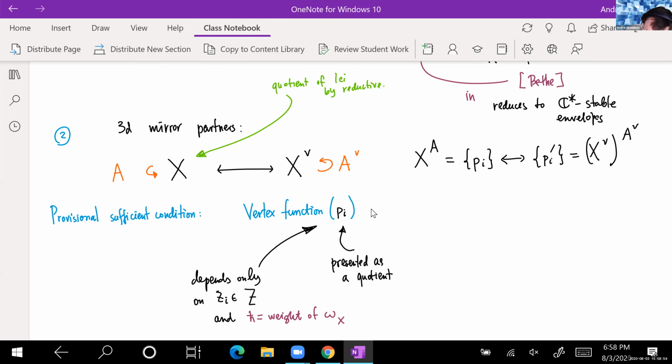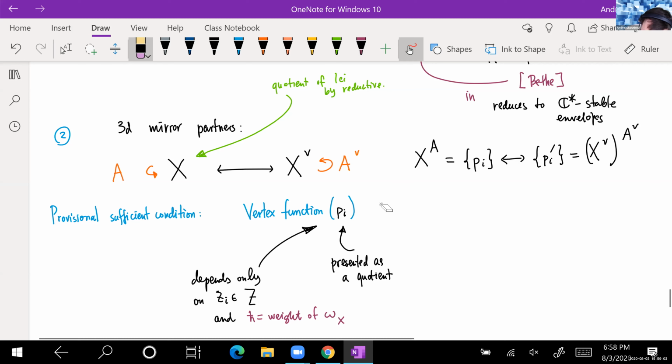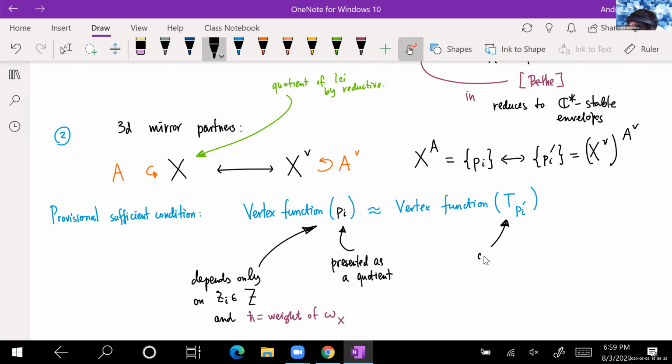And what we would like this vertex function to be, roughly, up to conventions. Maybe I'll write it, since we're one minute before the expiration of the talk, approximately up to conventions. What we would like it to be is the vertex function for, you take the tangent space at the point pi check, and that is just a vector space.